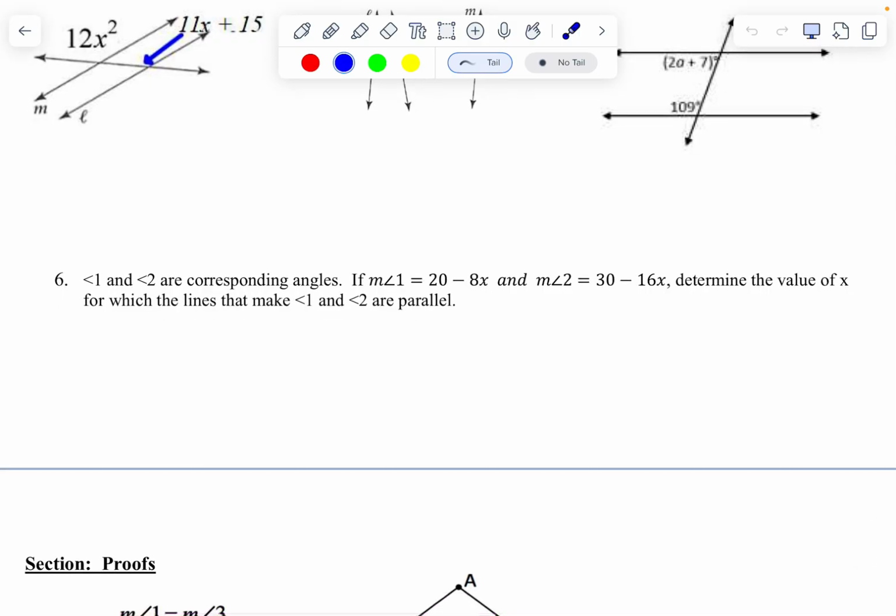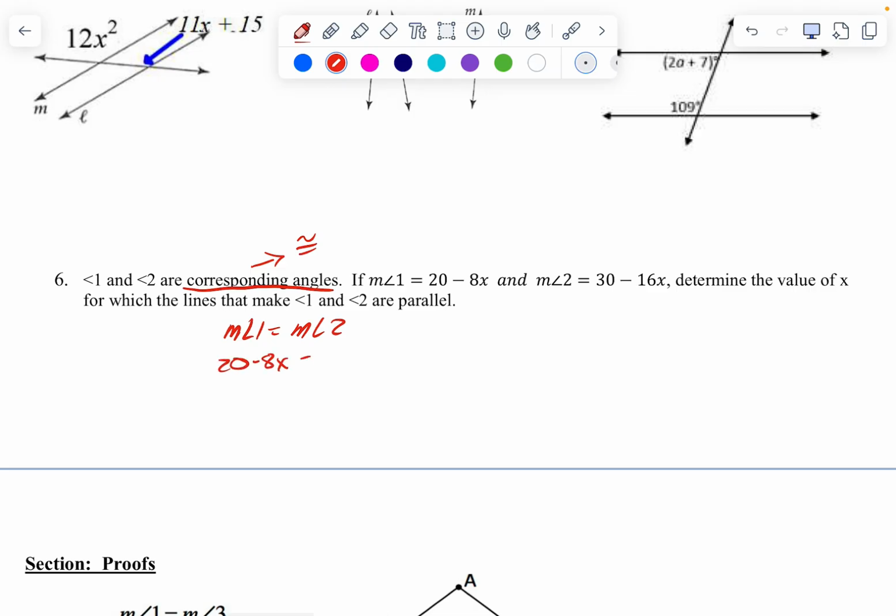Okay, angle 1 and angle 2 are corresponding. Which tells us what right away? What is true about corresponding angles? Well, they're congruent. We know that, yeah. Okay, it says determine the value of x for which the lines that make angle 1 and 2 are parallel. Which means all we need to do is set measure of angle 1 equal to measure of angle 2. Because if that's true, the lines have to be parallel because we're forcing them to be congruent.